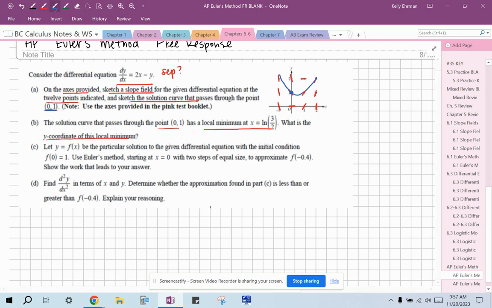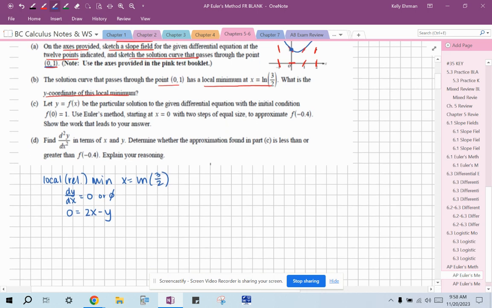So instead, we have to think about, well, what else are we given? So we have a local or relative minimum at x equals ln 3 over 2. So what do we know about dy dx at a relative minimum? We know that dy dx should equal 0 or undefined. In this case, we don't have any undefined slopes, but we do have places where dy dx can equal 0. So we can set dy dx equal to 0. So 2x minus y has to equal 0. And then in this case, solve for y. So y equals 2x.